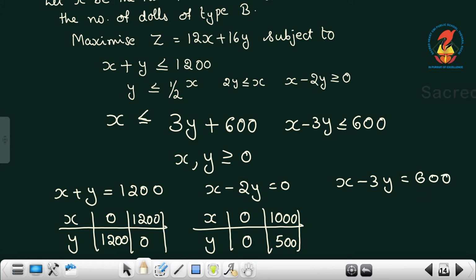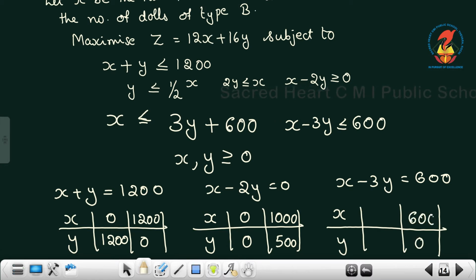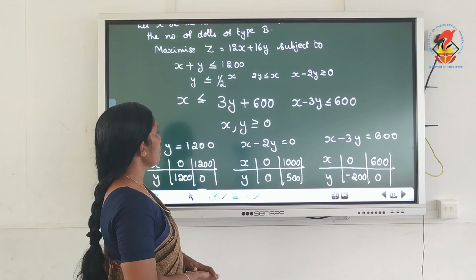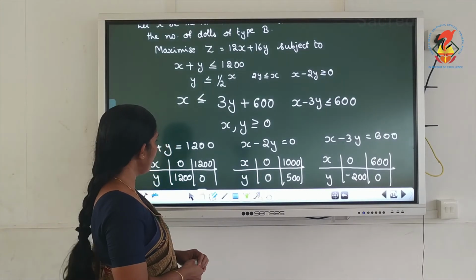Now, the third one is X minus 3Y equal to 600. So, X, Y: when Y is 0, X is 600. Then when X is 300, or any other number, or X is 0, you can give X as 0. So, minus 3Y is 600, so Y is minus 200. Or if you don't want negative values, you take positive values. So, this much. Now, we have to draw the graph.